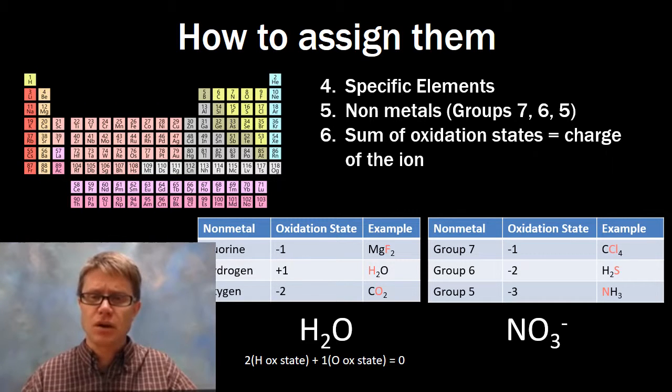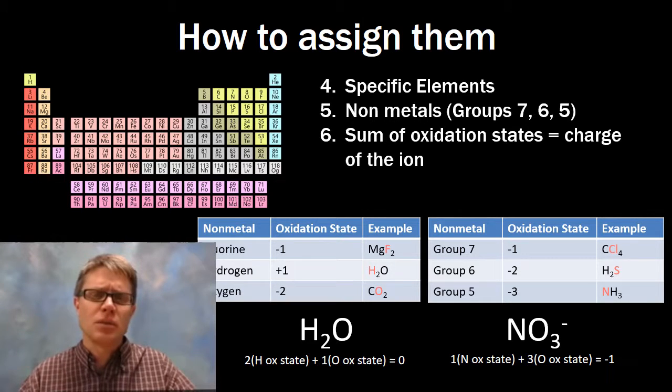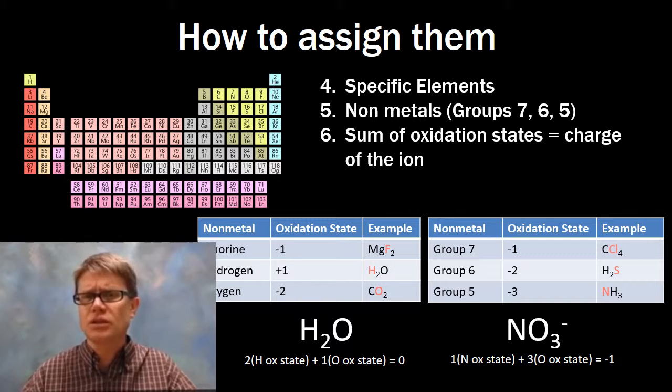So 2 times the hydrogen oxidation state plus 1 times the oxygen oxidation state must equal 0. Then in this nitrate ion, you'll see that 1 times the nitrogen oxidation state plus 3 times the oxygen oxidation state equals the -1 charge.